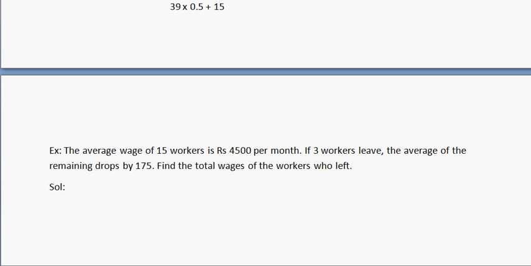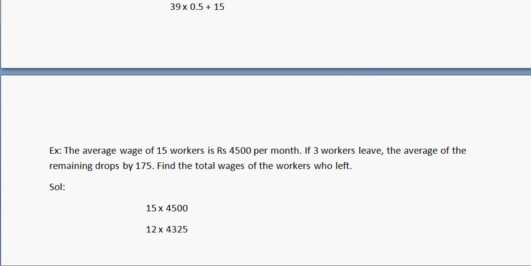So let's do it. The easiest way out is just write the totals. So in the first case the average wage is 4500 for 15 workers. In the second case the average is reduced by 175, so it becomes 4500 minus 175, which is equal to 4325, right? And the number of workers remains 12 and it becomes 4325.